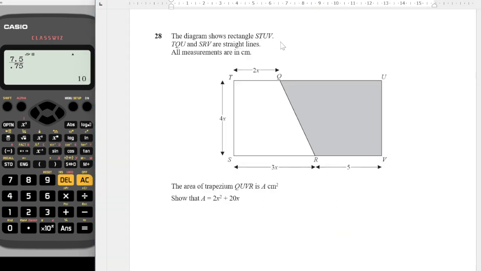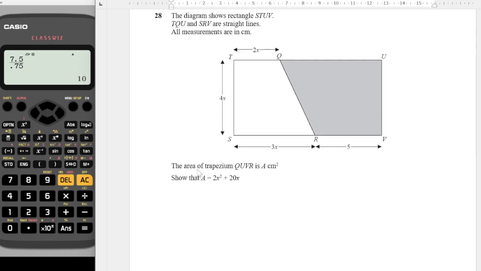Okay, the diagram shows a rectangle. We've got straight lines. All measurements are in centimeters. Work out the area of trapezium QUVR. The area is equal to A. Show that A is equal to that. Okay, so I'm going to put some other distances on. I know that that's 4x, and then this length here. If we've got 2x here, we've got 3x and 5 here. That's going to be x plus 5.